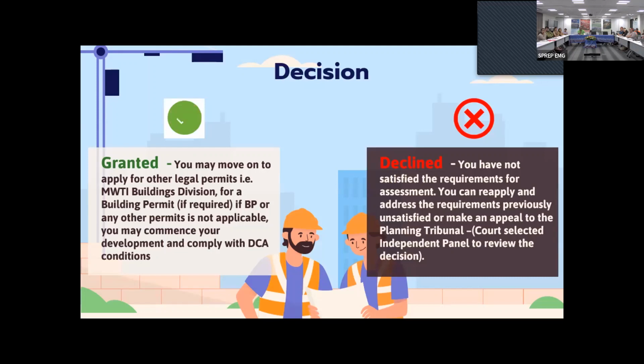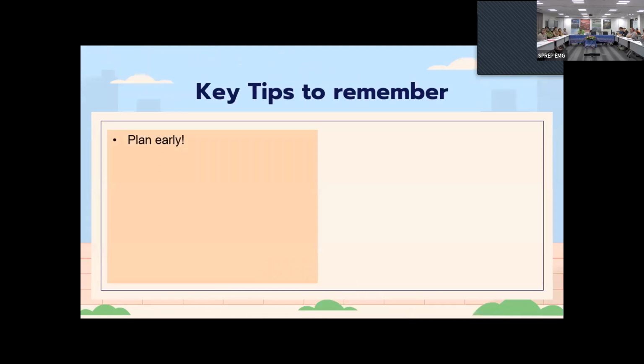Or if a developer is very unhappy with the decision and does not agree with it, then they can make an appeal to the planning tribunal, which is a court-selected independent panel, who can then assess the decision of the agency. And so that I think is just an overview of the entire process, but I now just want to give you some key takeaways and tips to remember.